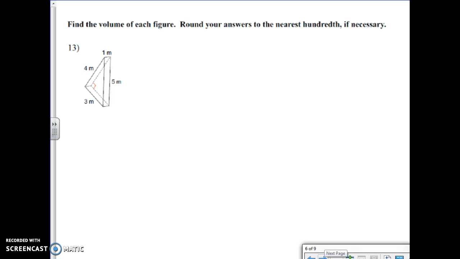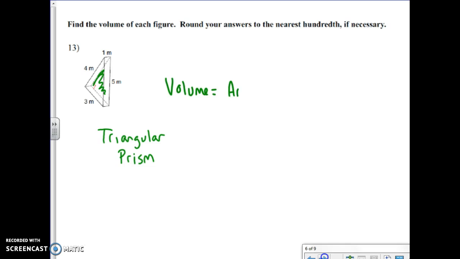So the big thing is, first, I need to figure out what type of base I have. So in this case, guys, I'm just going to try to highlight the base. They are parallel sides. So what are parallel to each other are my two triangles. So I have a triangular base, which actually makes it into a triangular prism. So what I want to do is I want to define the volume. Remember, we said the volume equals area of base times the height of the prism.